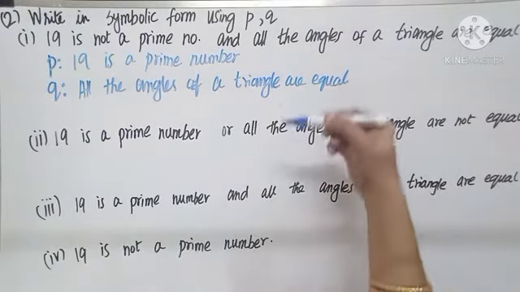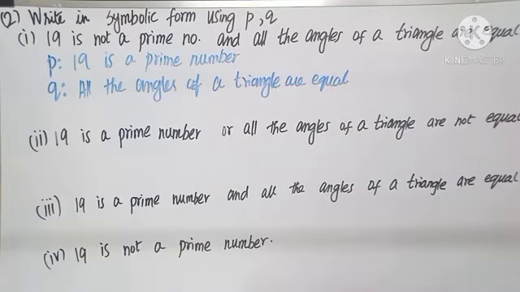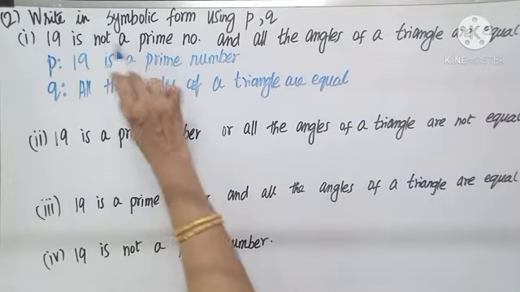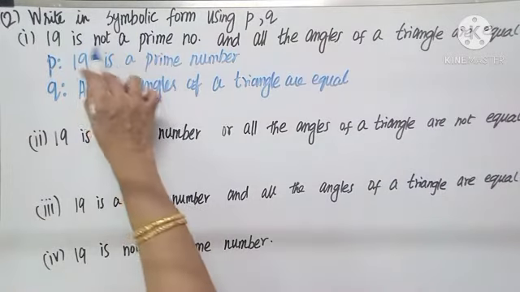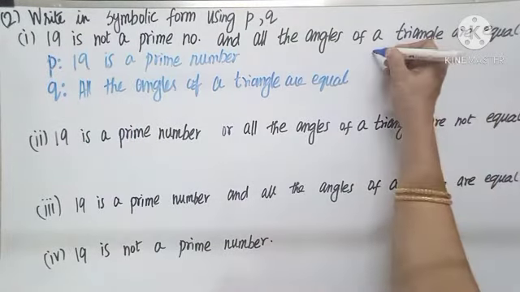As we read each compound statement, let us write in symbols. 19 is not a prime number. Not tells me it is not P.